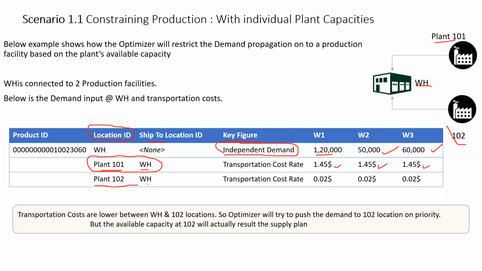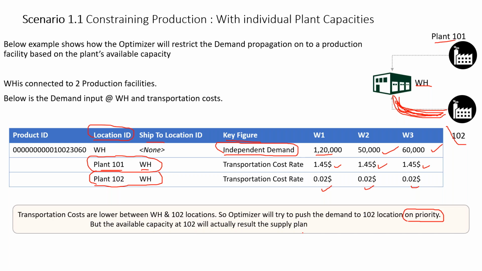But between plant 102 and warehouse, the transportation cost is 0.02. So what are we signifying here? We're telling the optimizer that this is the cheapest route. Push all the demand to this route and get your supply from this link. So now there's a small thing. Transportation costs are lower between warehouse and 102 location, so the optimizer will try to push the demand to the 102 location on priority. But the available capacity at 102 will actually shape the supply plan.